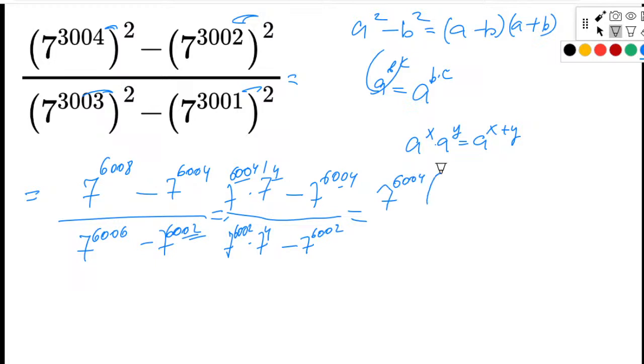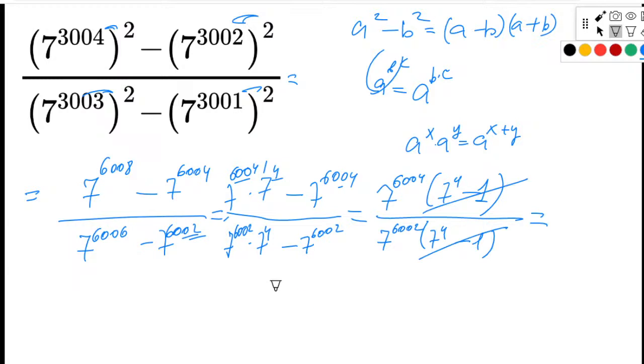6004 multiplied by what we left here, 7 to the power of 4 minus, and here it's 1, and let's do it here, 7 to the power of 6002, what we left here, 7 to the power of 4 minus 1, and here we get rid of this, and we have 7 to the power of 6004 over 7 to the power of 6002.